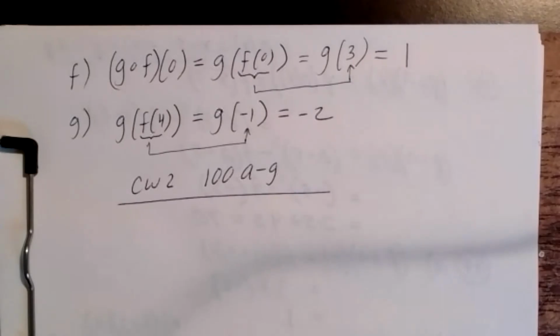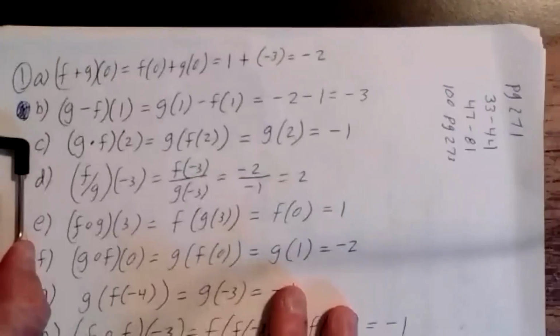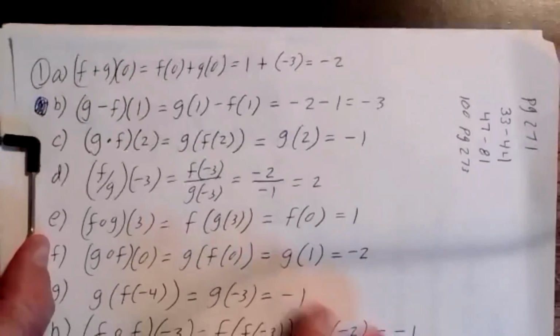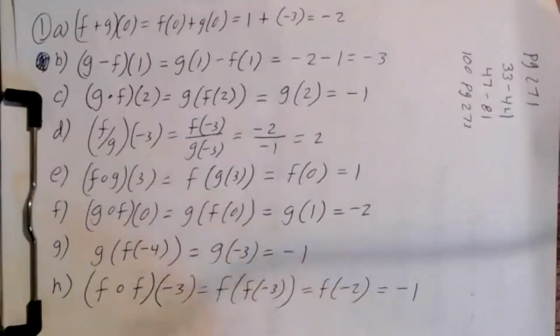Well, we got these. Anybody get A? Check these over, and this is what I'm getting here. I also added another problem at the end here. F, you can compose a function with itself. F composed with f of -3, as it turns out, it's going to be -1. But you might want to try that one for practice. F composed with f of -3.